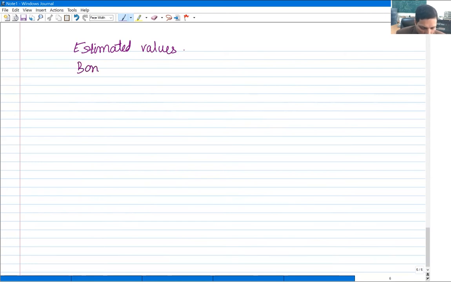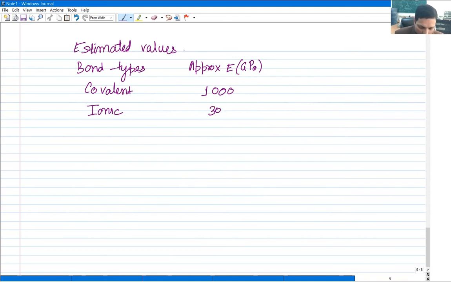So we will describe it in different bond types and approximate E, which is in GPa. For covalent type of materials, if we use this relation, we'll get that the modulus should be of the order of 1000 GPa. For ionic materials, it should be of the order of 30 to 70 GPa. For metallic materials, it should be of the order of 30 to 150 GPa. For hydrogen bond and van der Waals bond, it will be of the order of 8 and 2 respectively.